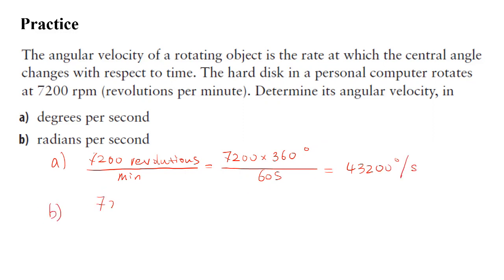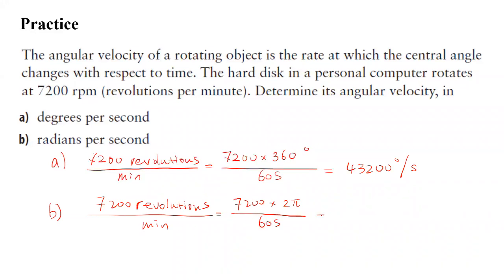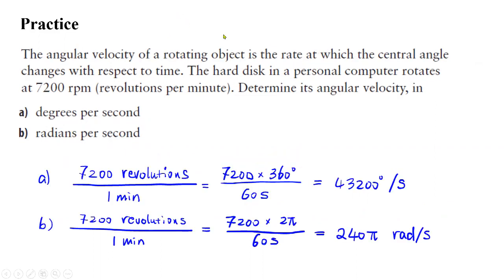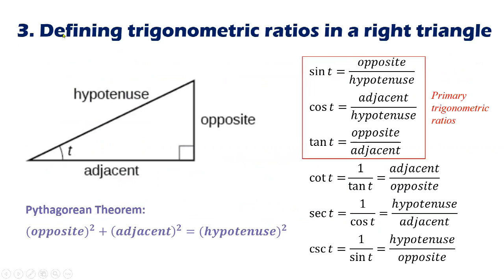Next, radians per second. Again, let's start from 7,200 revolutions per minute. Again, 1 revolution is 2 pi, right? So 1 minute is 60 seconds. All right, so in this way, we'll get 240 pi radians per second. Okay, any questions? No? Okay, let's have a look at the third part of today's class.